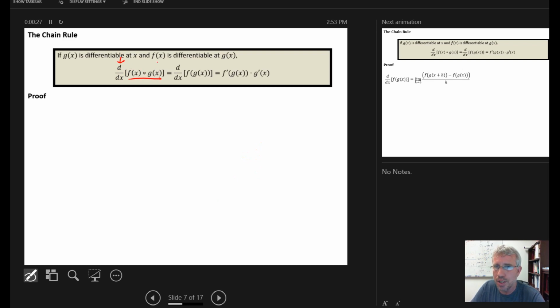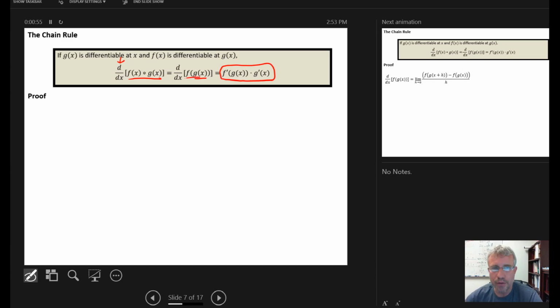The claim is that if we want to take the derivative, d dx, of composed functions, so we read this f composed with g, and another way to say f composed with g is to say f of g of x. If we want to find the derivative of f of g of x, we just take the derivative of f at g of x times the derivative of g with respect to x. So we want to show why this will give us the derivative of a composed function.